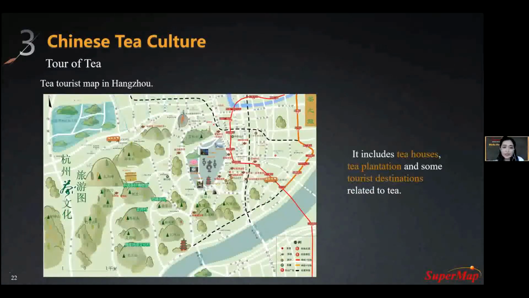This map is the tourist map of Hangzhou. It includes tea houses and tea plantations and some tourist destinations related to tea. And this map looks like a comics map. So it's really creative.